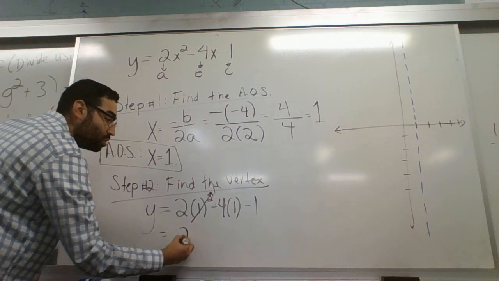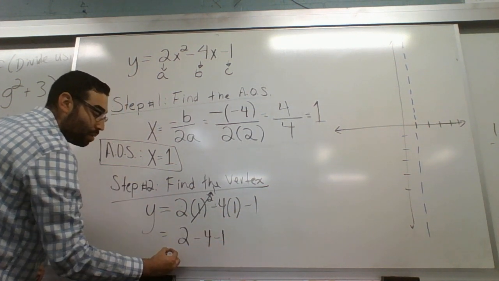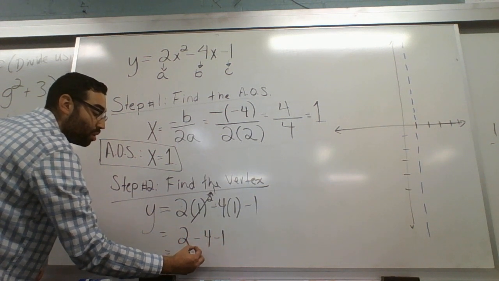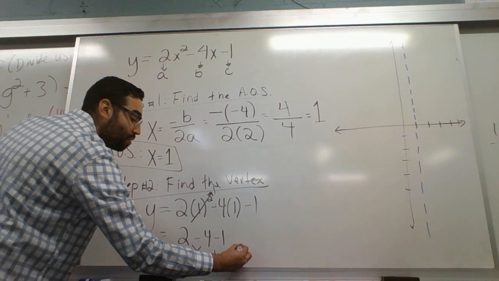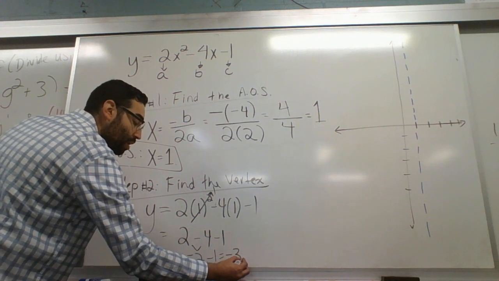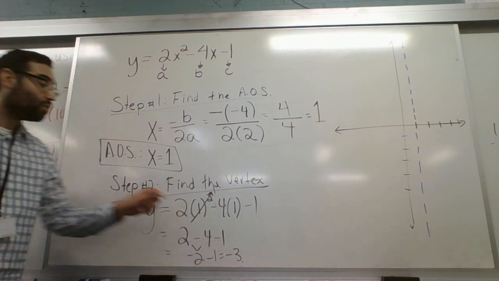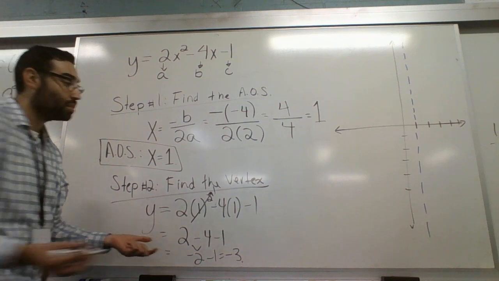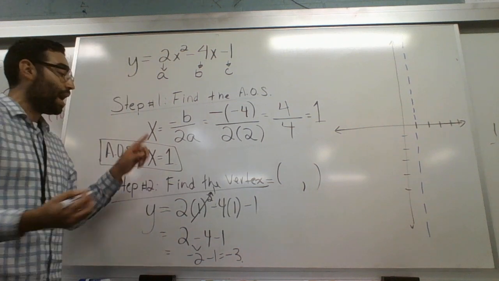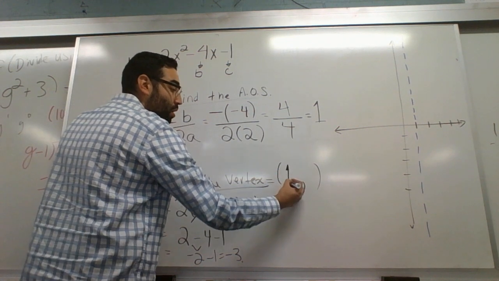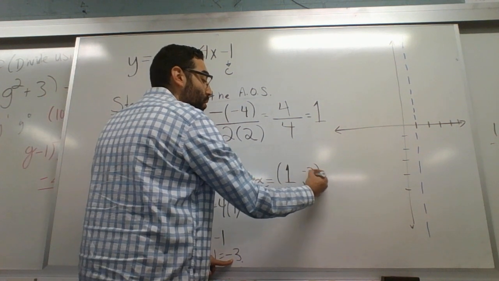And 2 times 1 is 2. -4 times 1 is -4. And then minus 1. And I'm going to end up with 2 minus 4 is -2. Minus 1 is equal to -3. So now I've got the y value of -3. So remember that in class, the vertex is a point. We talked about that in our class. So we know that the vertex is going to be a point. It is made up of the x value, 1, right? The axis of symmetry, and the y value, -3.